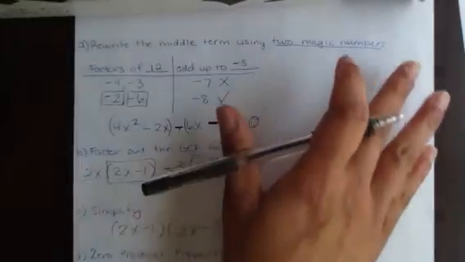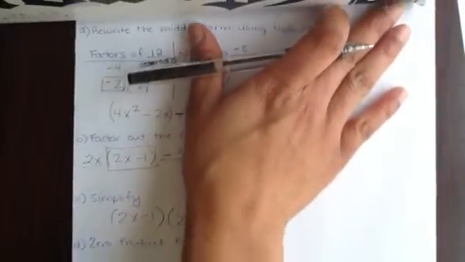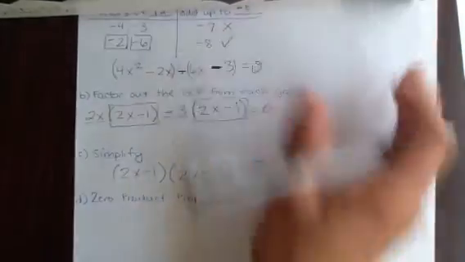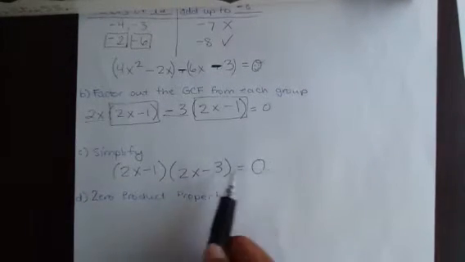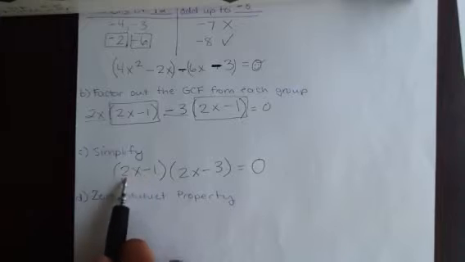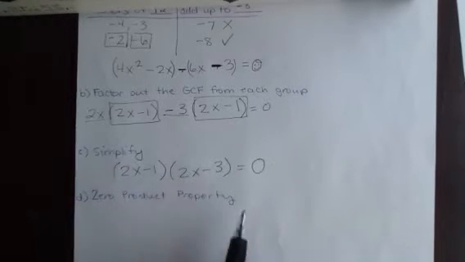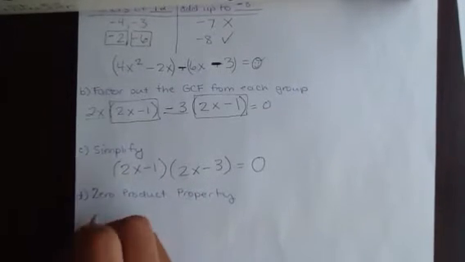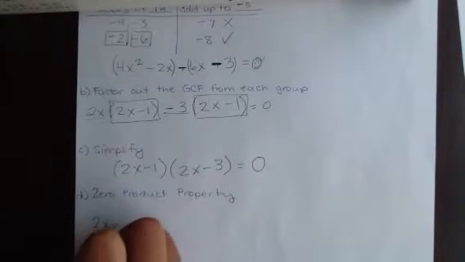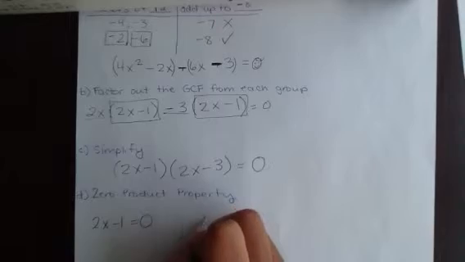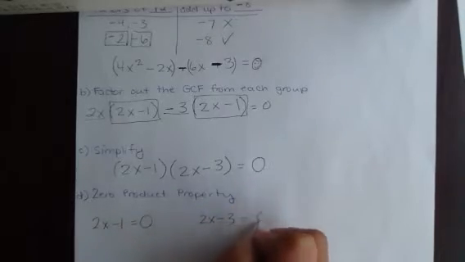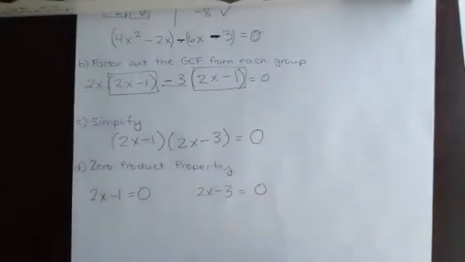The last step, which is very easy, is to apply the zero product property. Since these two terms are being multiplied times each other to equal 0, that means either this term is equal to 0 or this one is equal to 0. So we're going to do it for both. 2x minus 1 is equal to 0, and then 2x minus 3 is equal to 0. For this, we're just using algebra.